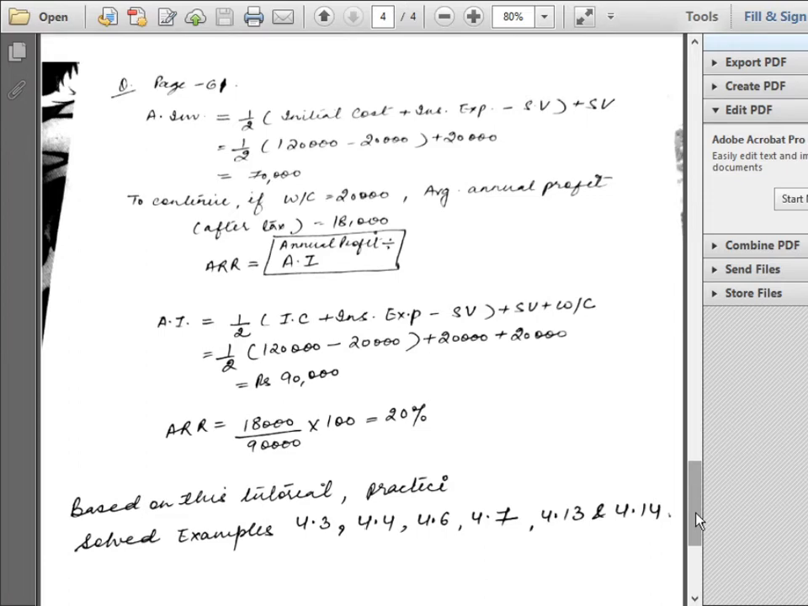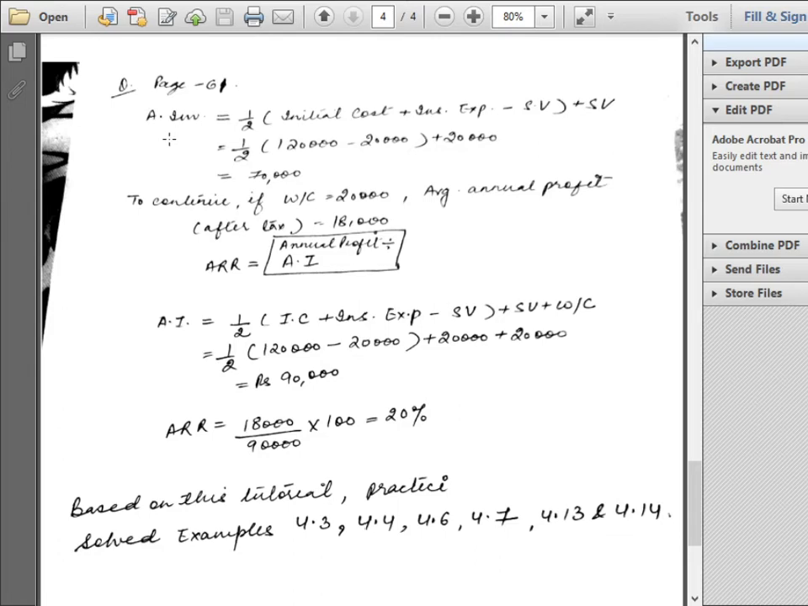Now moving on, this is the third type of question which you can see on your screens. This particular example is for calculating average rate of return, that is ARR, which is one of the techniques of non-discounting methods of capital budgeting. This example is again given in your book at page number 61. If you turn to page number 61 in your books, you can find this particular example.